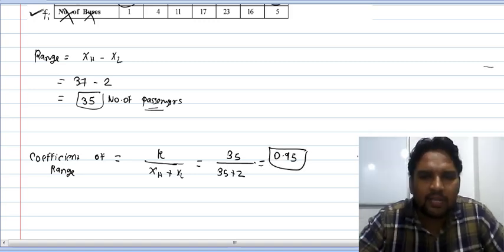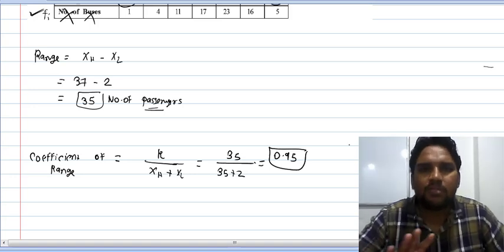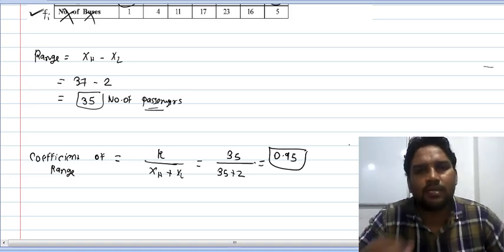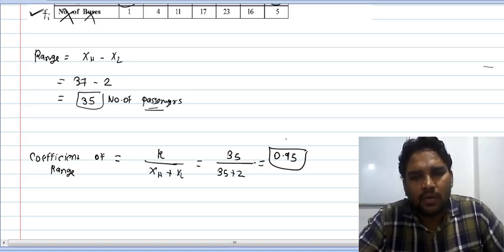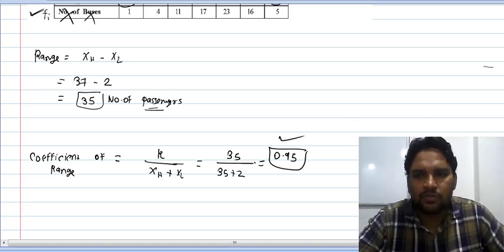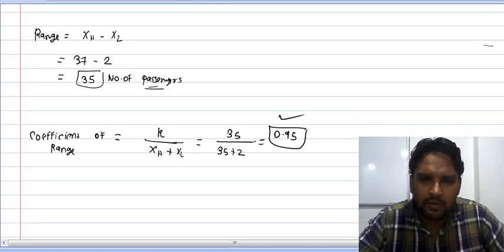See, I did not write any unit in the coefficient of range because it is free from unit of measurement. It is a relative measure. It is always shown as a ratio. Understood this? Clear now?